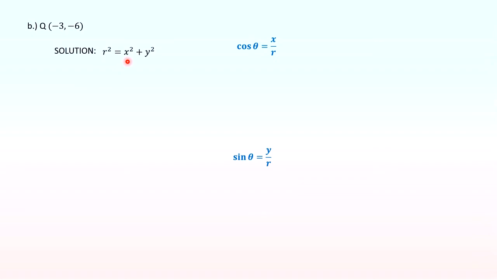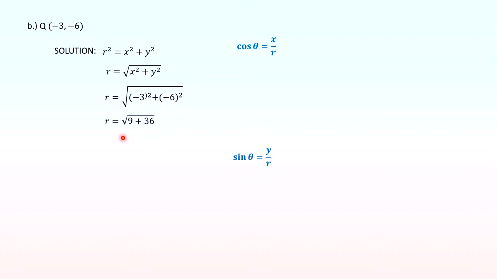That is r squared is equal to x squared plus y squared. So from this equation, we need to derive the formula for r. And that is equal to square root of x squared plus y squared. So this time, let's substitute the given values to our equation. So r now is equal to square root of, replace x by negative 3, that's why it becomes negative 3 squared, plus replace y by negative 6, that's why it becomes negative 6 squared.